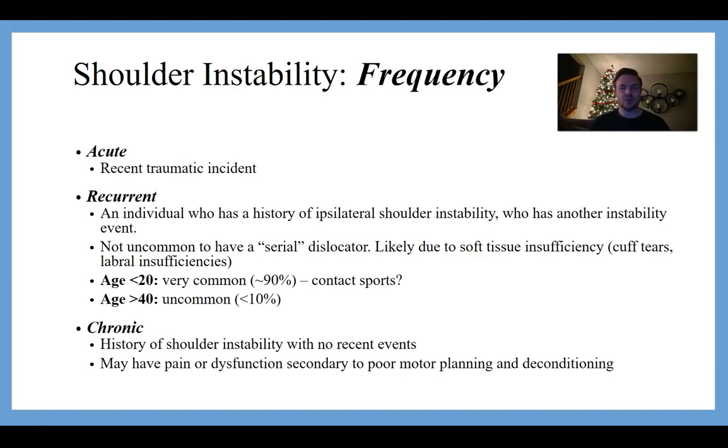Anyone under the age of 20 with shoulder instability, it's very common for them to have a recurrence. Anyone over the age of 40, it's uncommon just because people in that age group are not participating in activities that may dislocate their shoulder as much. And then chronic, this is someone who has a history of shoulder instability with no recent events, but they may have pain or dysfunction secondary to poor motor planning and deconditioning.